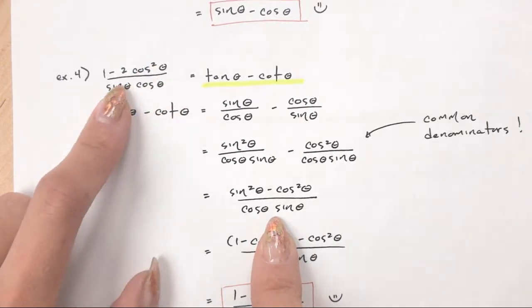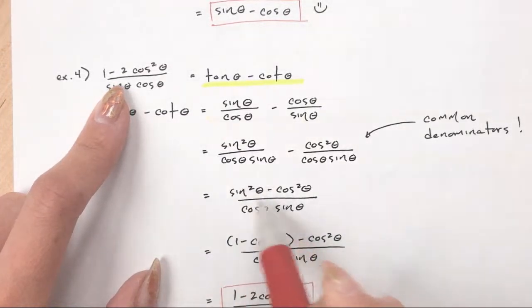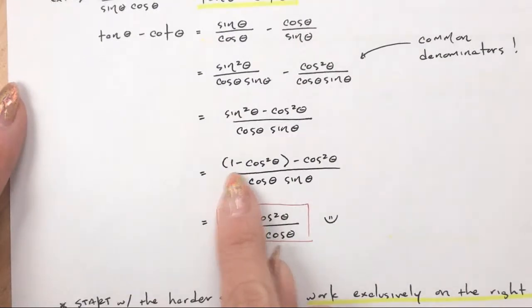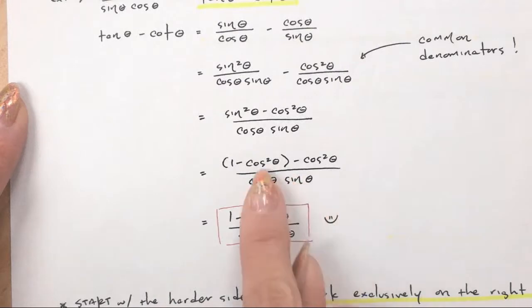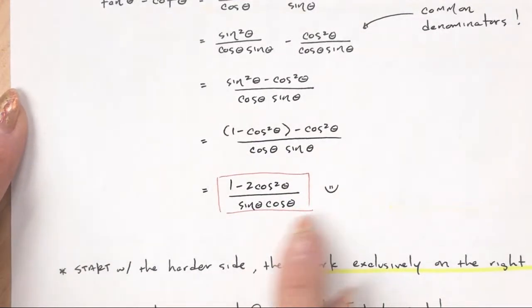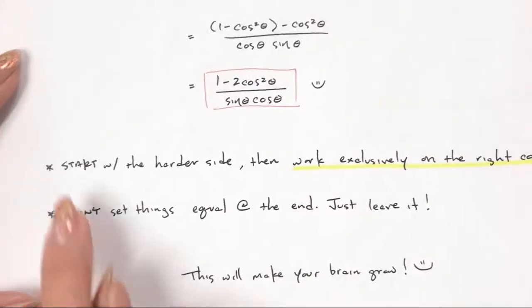So the top, I need to somehow get rid of my sine squared. So to get rid of my sine squared, I'm going to go ahead and replace that with 1 minus cosine squared. Again, that's a Pythagorean identity. And then you can see, oh, that gives me negative 2 cosine squared. That's what I wanted to end up with. That's my smiling face.